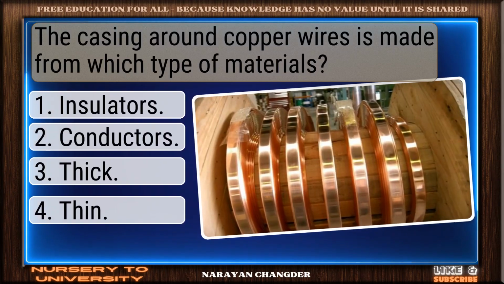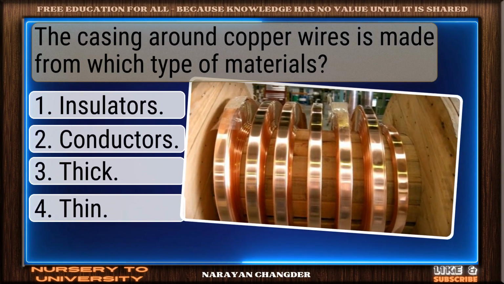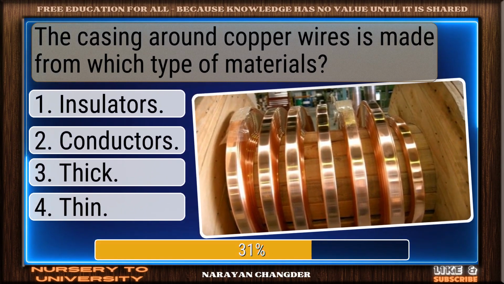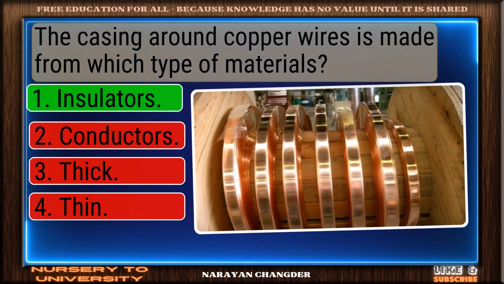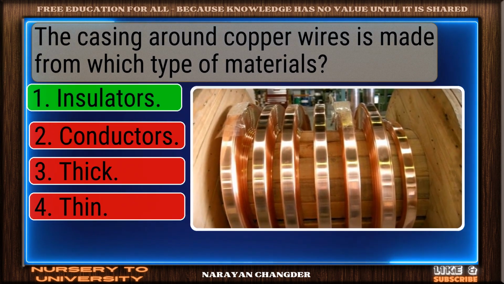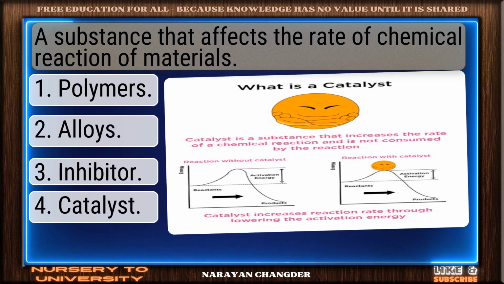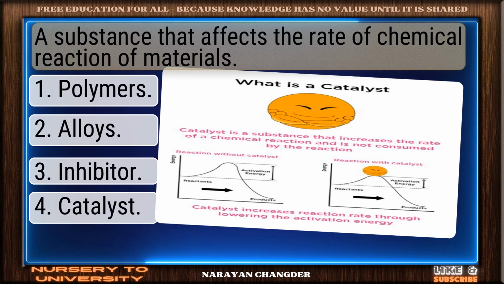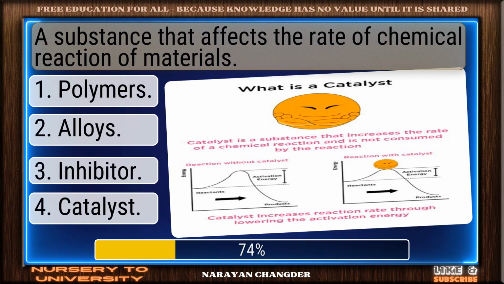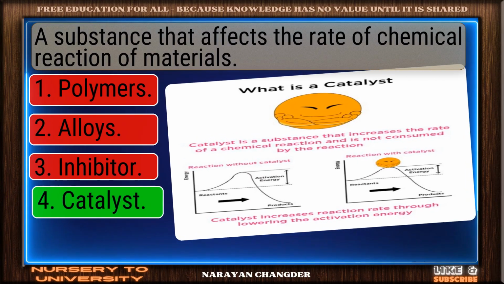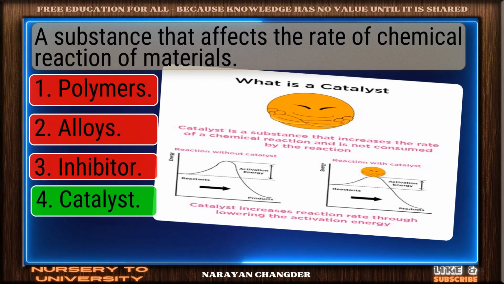The casing around copper wires is made from which type of materials? Correct response. Insulators is the most accurate answer. A substance that affects the rate of chemical reaction of materials. Nicely done. Catalyst is a solid answer.